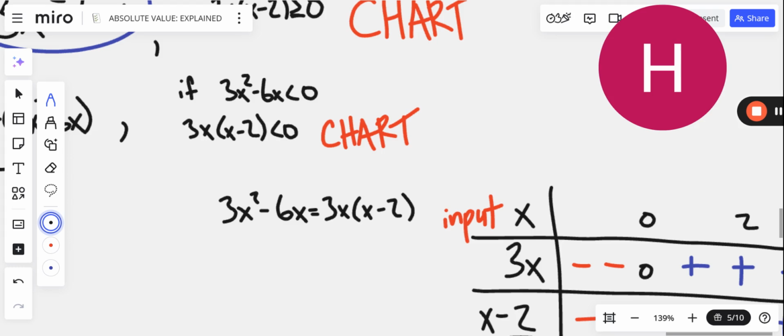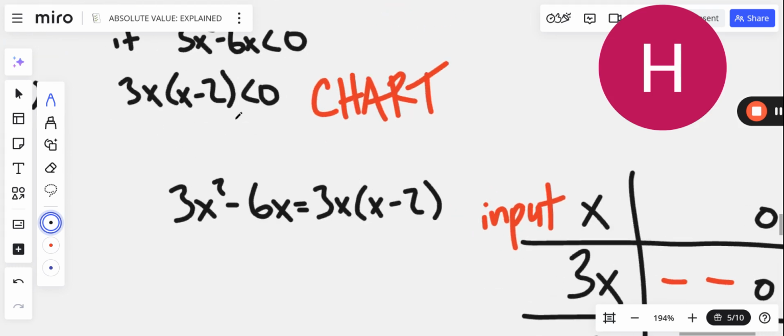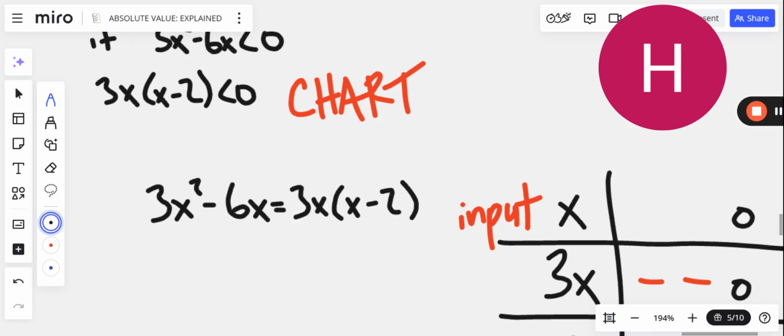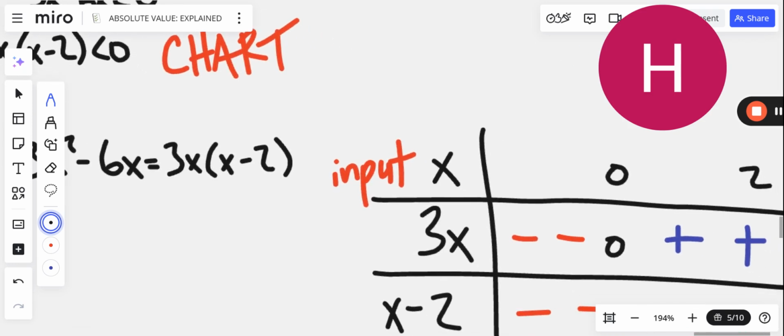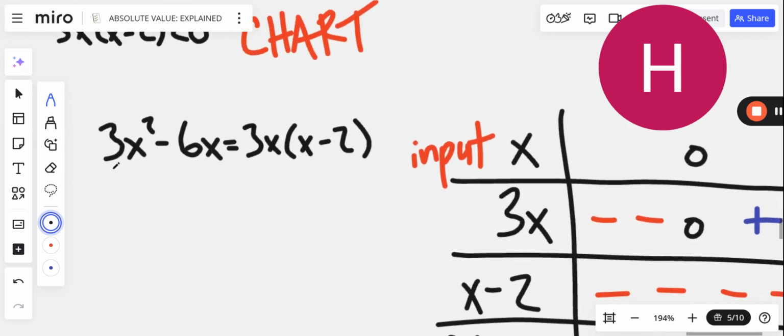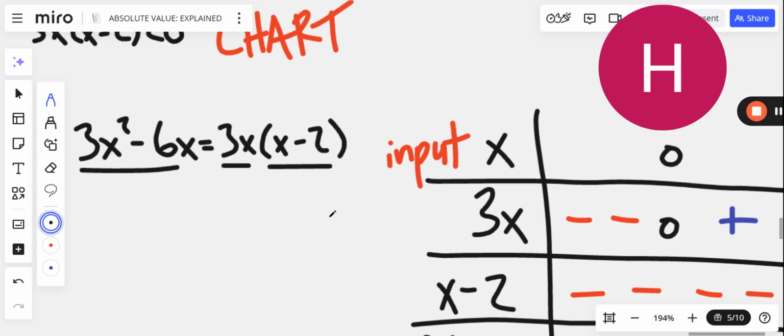But when it comes to trying to figure out if something is positive or negative, we can easily do that if we can factor it, because we can find when this product is equal to 0, and then we can kind of play with some of the values that are near those spots which give us 0. Let me explain a little more carefully. So 3x squared minus 6x, we've factored that into 3x times x minus 2.